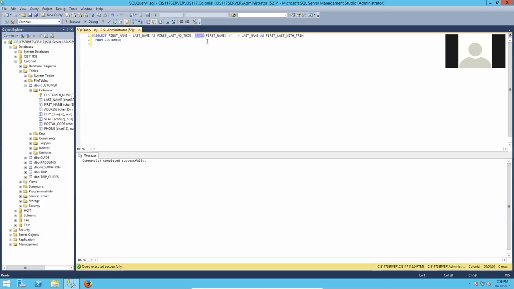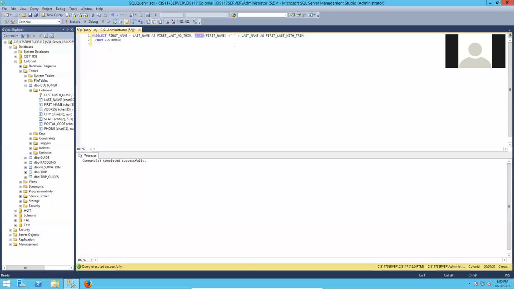So basically, if my name's Jason and the first name is 30 characters long, if I don't use that RTrim, then I'm going to have 25 extra spaces after my first name before the last name is displayed.